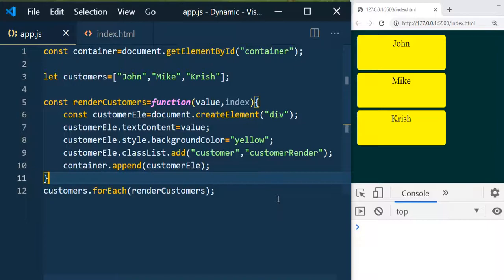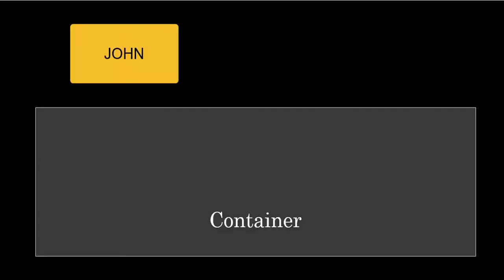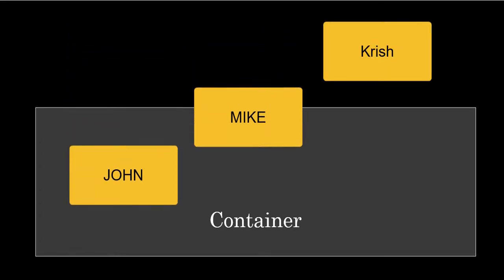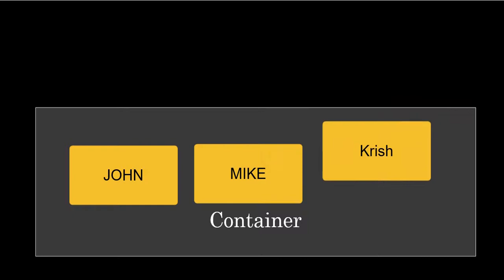So before seeing document fragment, let us go through the render customers method. If you see here, we are creating a div element for each customer, and we are adding text content and some styles. And finally, we are appending that customer element to the container. So what this code will do is create an element for each customer and append that customer element to the container one at a time.